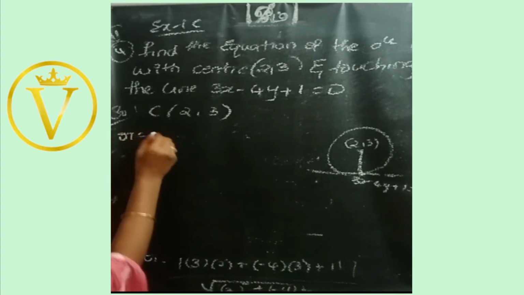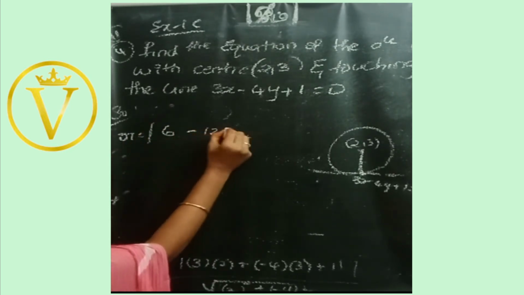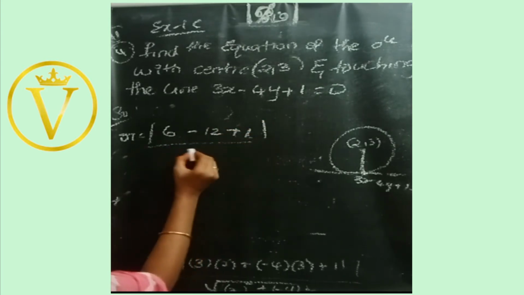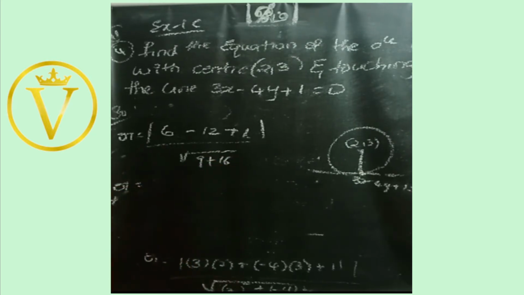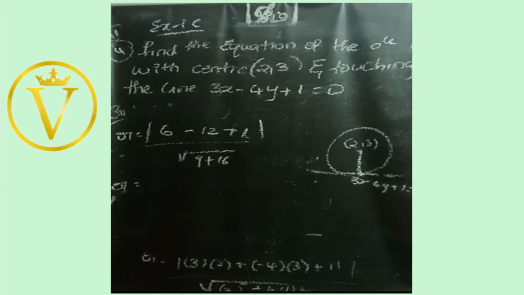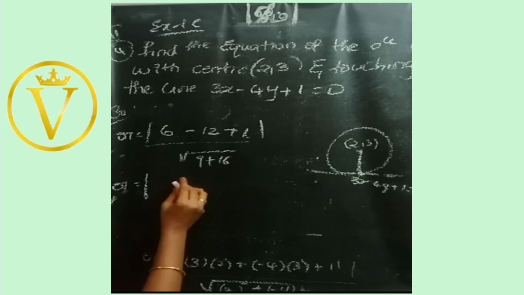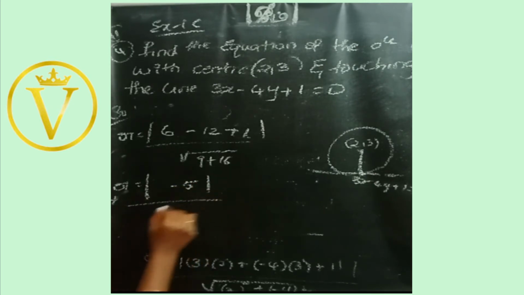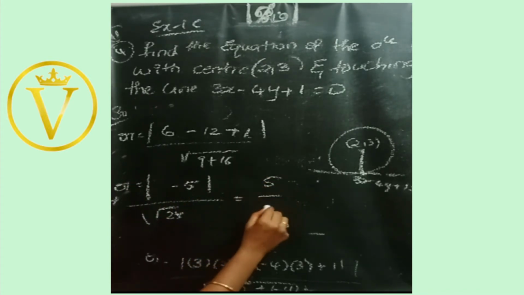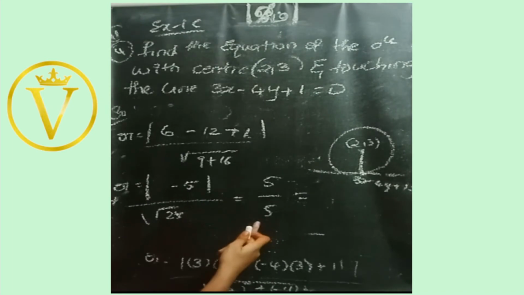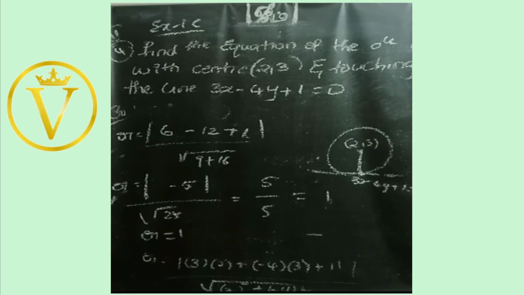See here, r equals (6 minus 12 plus 1) by root of (9 plus 16). Okay, 3 3s are 9 and minus 4 into minus 4 will be 16. So 7 minus 12 is minus 5 by root 25. So here mod is there, then you will get 5 by 5. That means root 25 will be 5 and r equals 1. Now we know the r value.